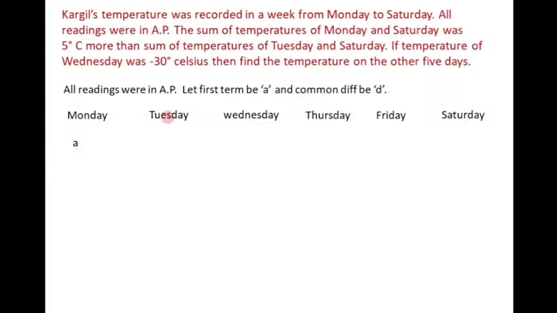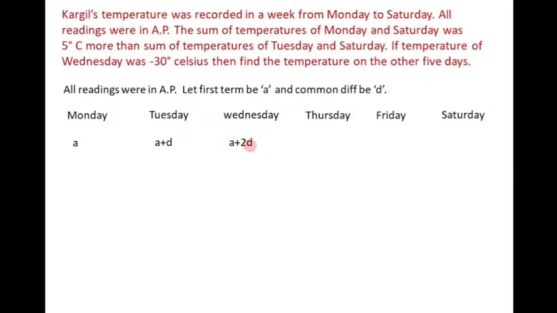Now to find the temperature on Tuesday, we have to just add the common difference to the first term, and the first term here is A. So the temperature on Tuesday should be A plus D, because D is a common difference and this is an AP. That's why if we add the common difference to the first term, we get the second term. Similarly, to get the third term, we should add the common difference to the previous one. That is, we should add D to A plus D. So that should be A plus 2D.